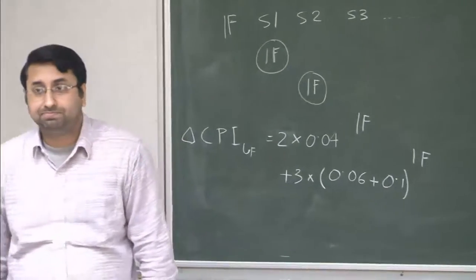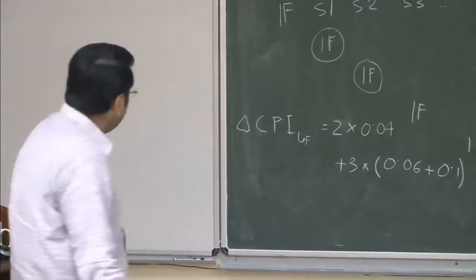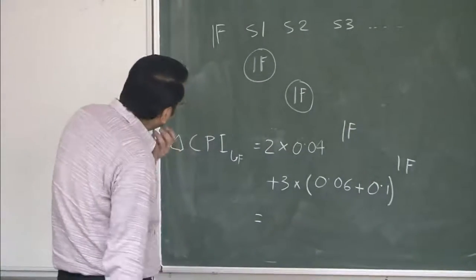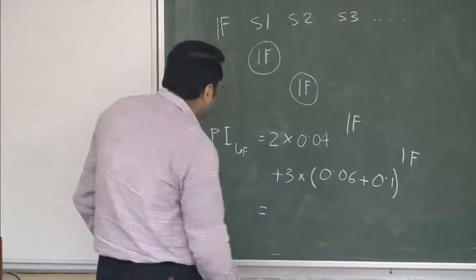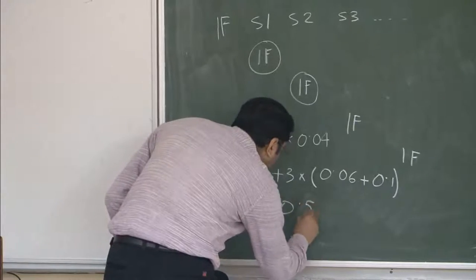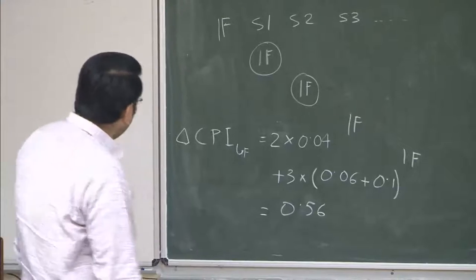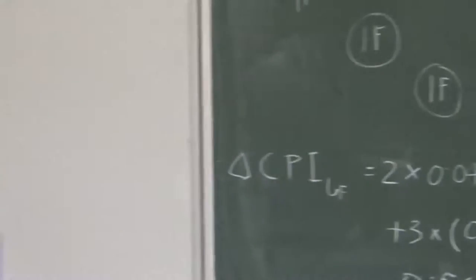Get everybody? Okay. So what do I get? 0.56, right? Okay. So that's my CPI increase for unconditional flush.